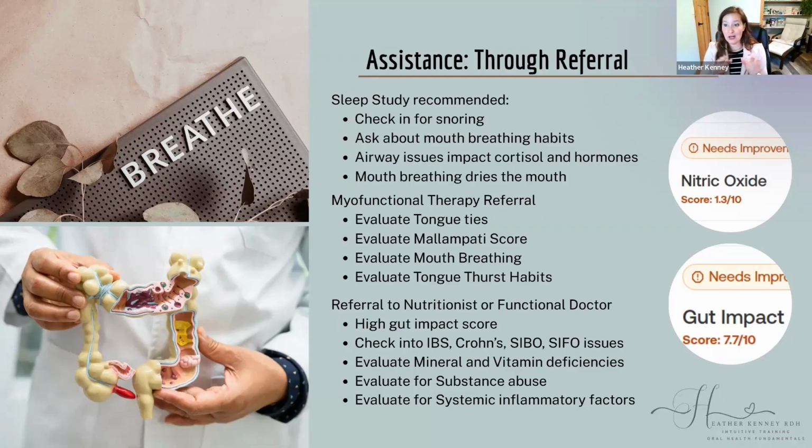That nitric oxide score can give you some real cool hints into that. And then the gut impact. If we have a gut problem and you have that gut impact score, ask, do they have IBS, Crohn's, SIBO, SIFO? How often do they go to the bathroom? Are they going to the bathroom? Constipation could be a really big problem. I know we're used to talking about the mouth and not really the other end, but those things make a difference for our patients' health.